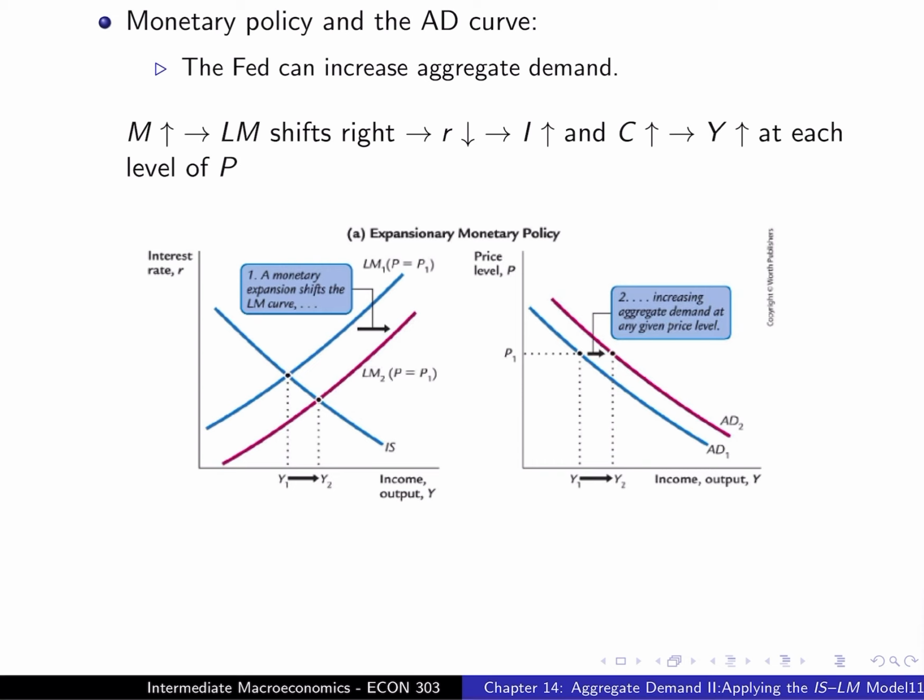When the Fed increases the money supply, the LM curve shifts to the right. As a result, the interest rate R falls. Lower interest rates lead to higher investment and higher consumption. Together, this increases output Y at any given price level P. The shift in Y at every price level P causes the aggregate demand curve to shift to the right.